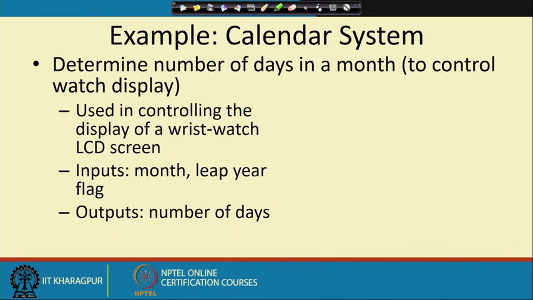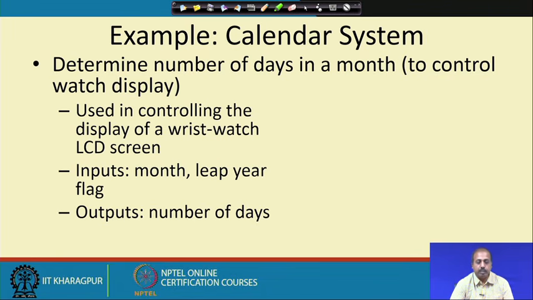Next, we will be looking into a few examples of combinational logic design. The first example is determining the number of days in a month to control some watch display, used in controlling the display of a wristwatch LCD screen. Inputs are month and leap year flag, and outputs are the number of days. So, you give the month and the leap year flag, and it will output the number of days in it.